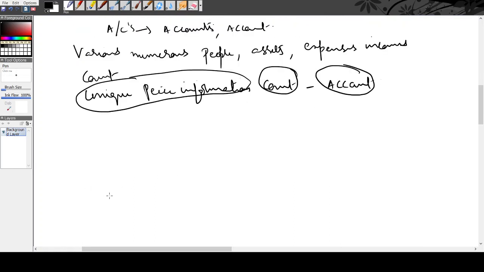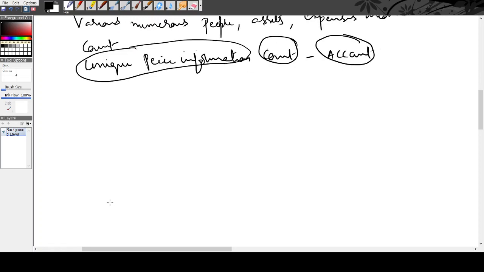Now, what do you mean by that? What is an account? I'll just draw an account for you here. This is how an account looks like. It's a record. So what is an account? An account is only a record, a collection of information. Account is the full form, and this is how we write it in the short form.